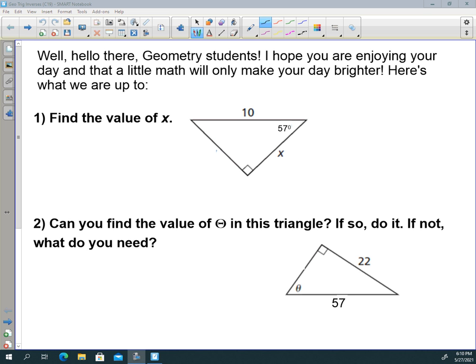Number one, we have a right triangle. We know one side length. We want to know another side length, and we have an angle measure. And so it looks to me like we can definitely find the value of x in this one because we have this wonderful tool called trigonometry.